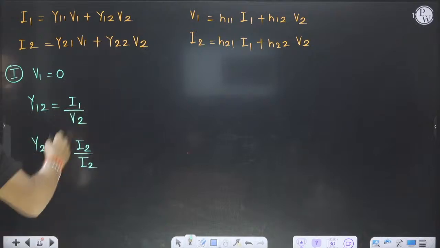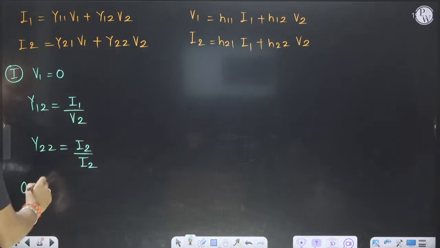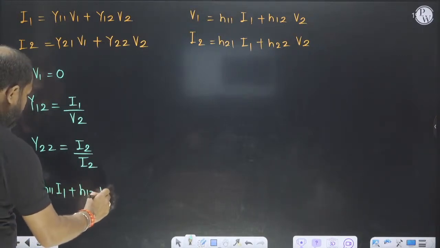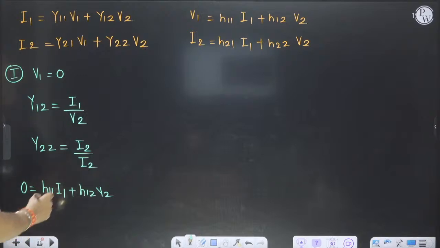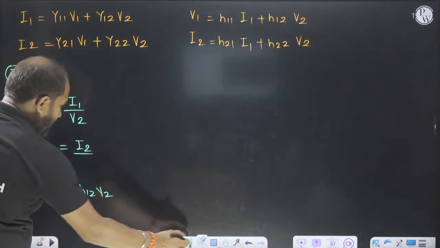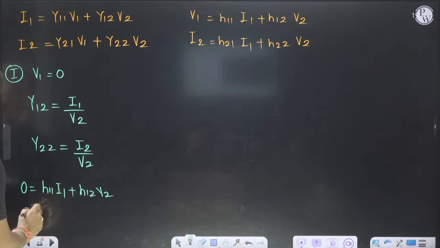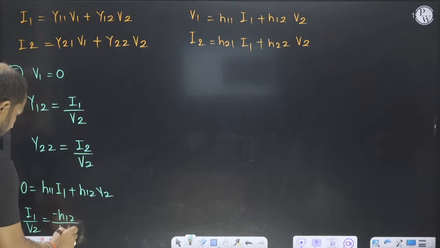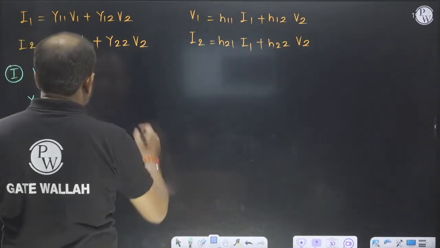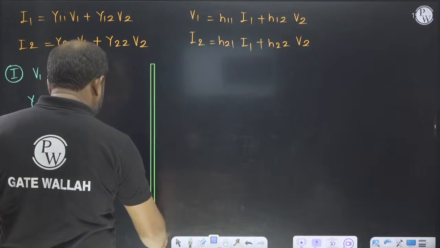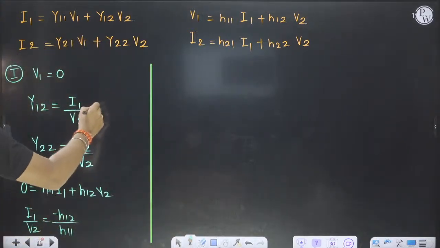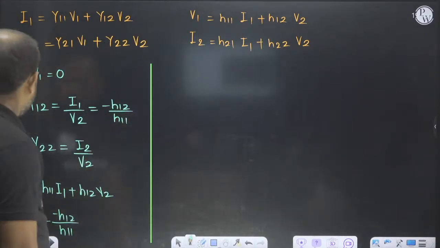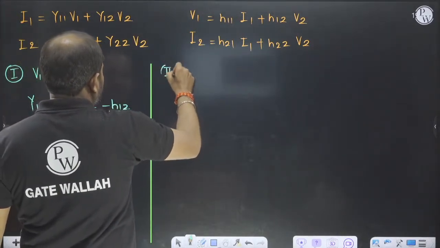Next, I will make V1 equal to 0. Then H11 I1 plus H12 I2 equals V2. So I1 upon V2 will be equal to minus H12 divided by H11. Again, second case, so it will be minus H12 divided by H11.